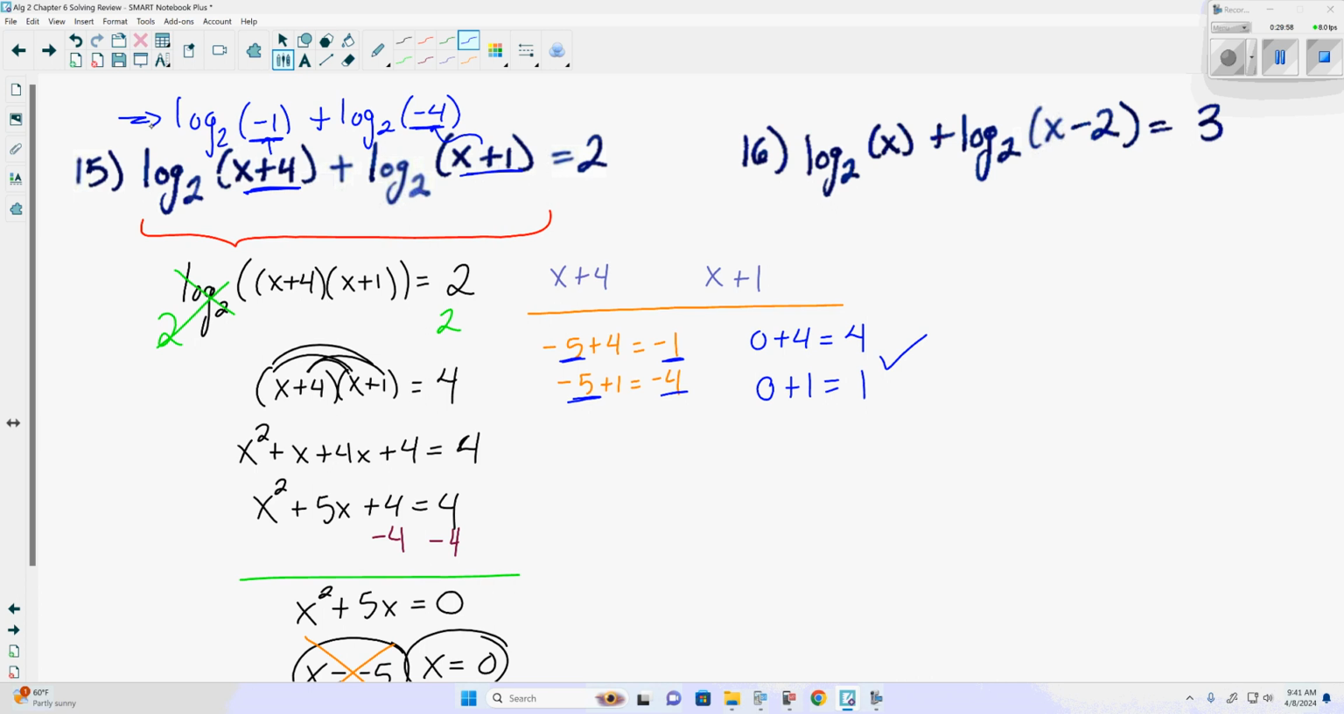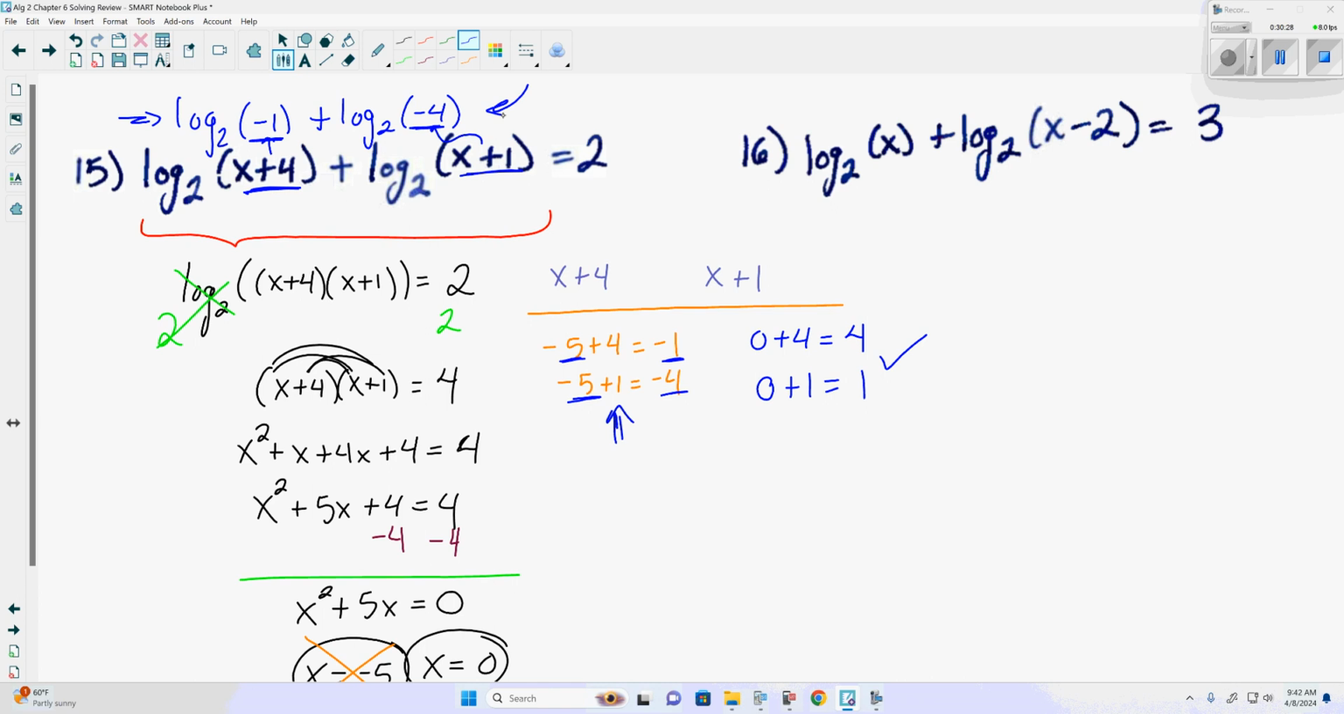-5 plus 4 is -1. -5 plus 1 is -4. Either one of them gave me a negative, so the answer is automatically gone. So here is just a simplified version of doing a full-on check. Because our main concern is that what's inside the logarithm, when we plug it back in and get it down to our number, is not 0 or negative. Because if it is, it doesn't work.